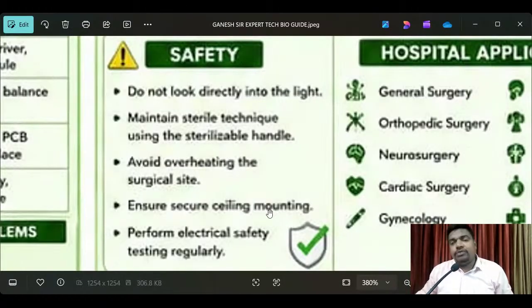Everybody is proactive also. And that's why every engineer, if you find that, be very careful, and you should perform your duty. And perform electrical safety testing regularly. Regular testing, how to do it? By using your multimeter, you have to check all things and how much voltage is coming.